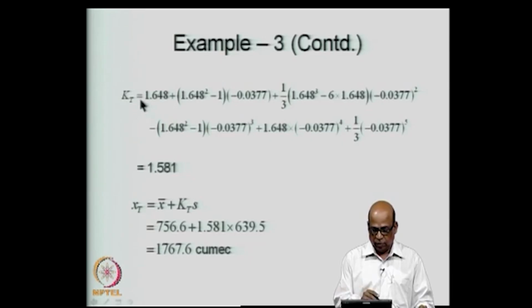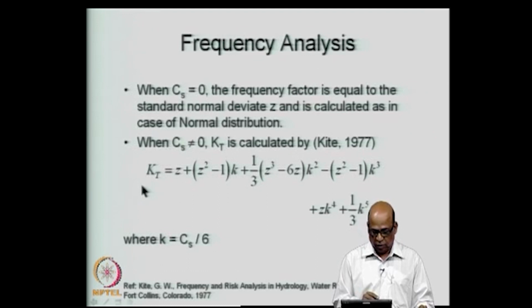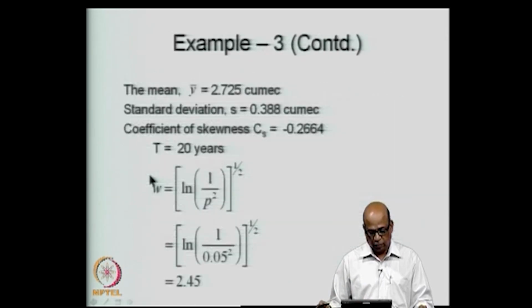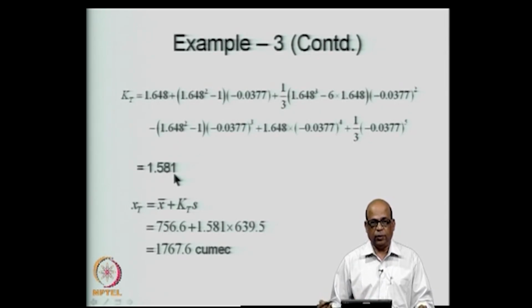So, kT is given by that expression. Recall that kT I expressed in terms of z as well as a small k. So, we have determined the z, we have determined k, therefore, we will determine now kT, which is a frequency factor. So, that frequency factor we substitute the values and get 1.581.